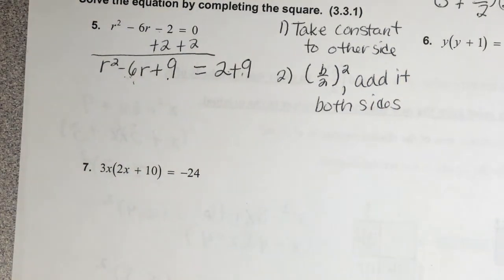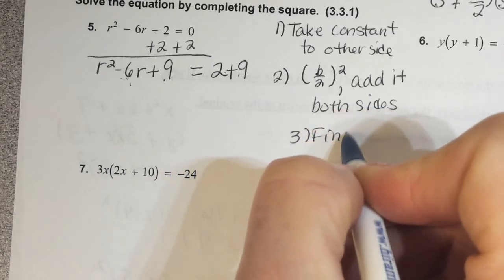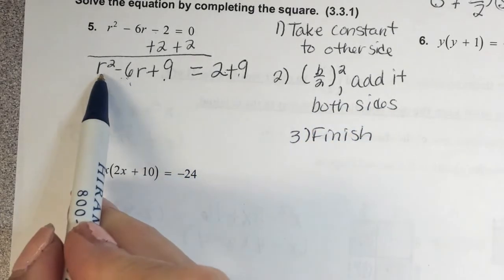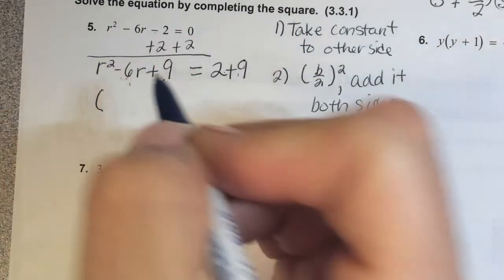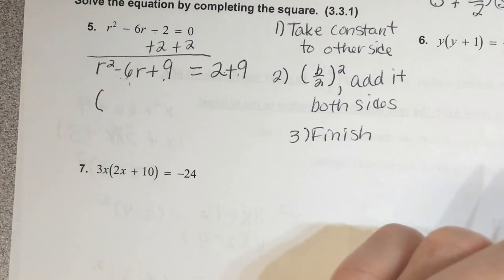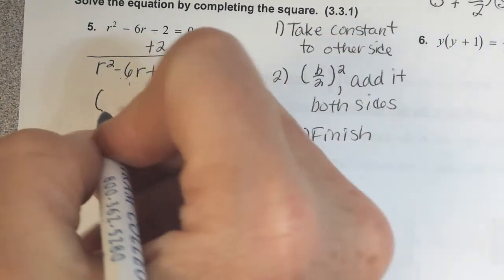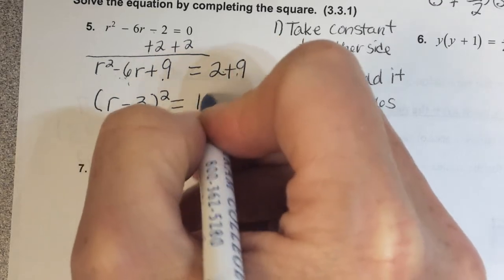All right, so we did that, and now we just finish. Here's how we finish. What is another name for r squared minus 6r plus 9? I can go the long way, or hopefully you're getting the hang of it, and we can go quick to what the answer is. What is it? R minus 3 squared. Good, we've got that pattern down. Equals 11.